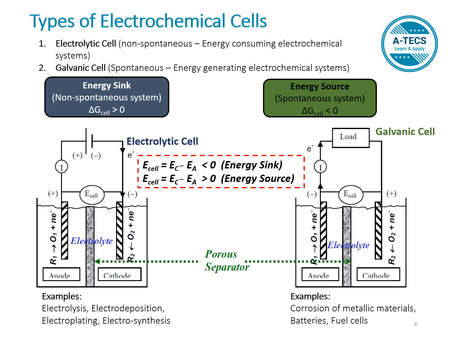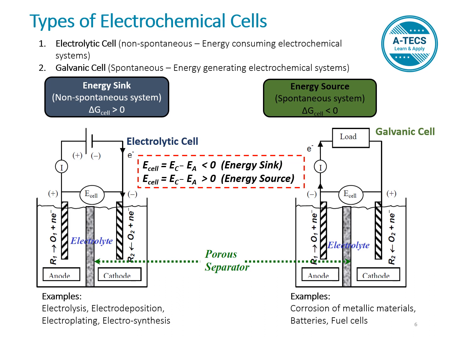That is why this process is called non-spontaneous. In a galvanic cell, we have energy generation due to the progress of spontaneous reactions. At the bottom, I am showing you the two cells. One is an electrolytic cell on the left side and a galvanic cell on the right side.